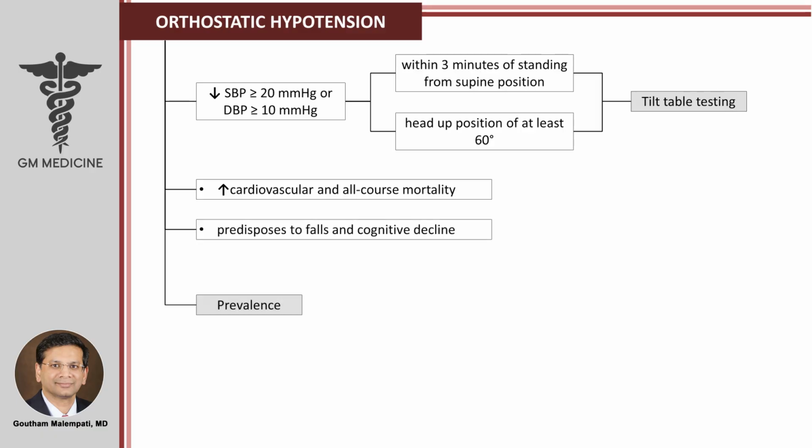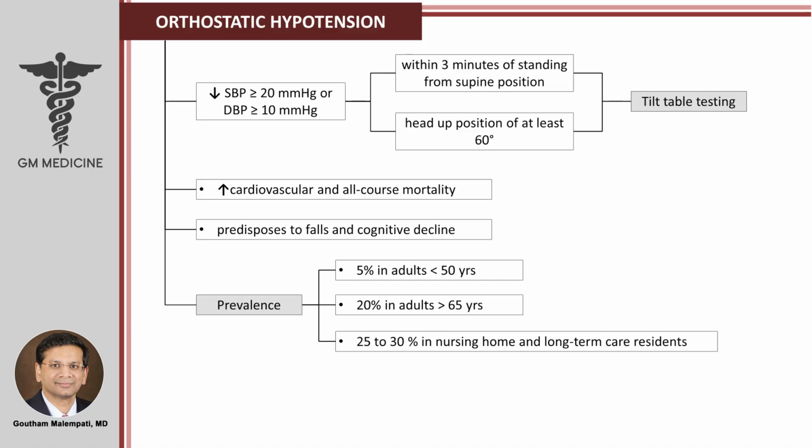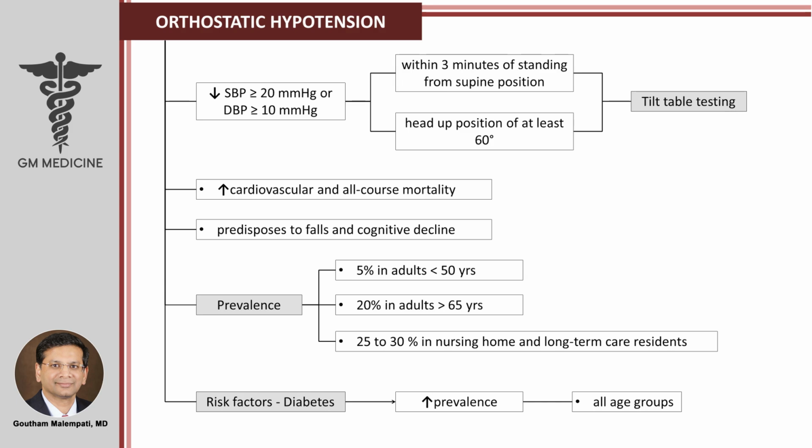Prevalence of orthostatic hypotension is around 5% in adults who are below 50 years of age, and around 20% in adults older than 65 years of age, and around 25 to 30% in nursing home and long-term care residents. Risk factors such as diabetes increase the prevalence of orthostatic hypotension in all age groups.